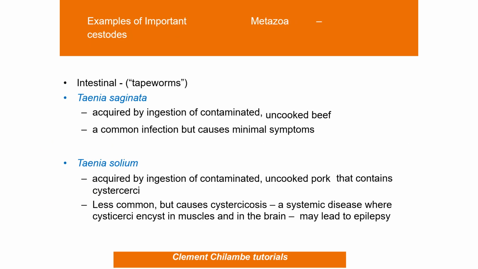Okay. So again, let's talk about the other worms. So we migrate now to the intestinal tapeworms. We have Taenia saginata and Taenia solium. Taenia saginata is acquired by ingestion of contaminated, uncooked beef, and is a common infection but causes minimal symptoms. And Taenia solium is acquired by ingestion of contaminated, uncooked pork that contains cysticerci.